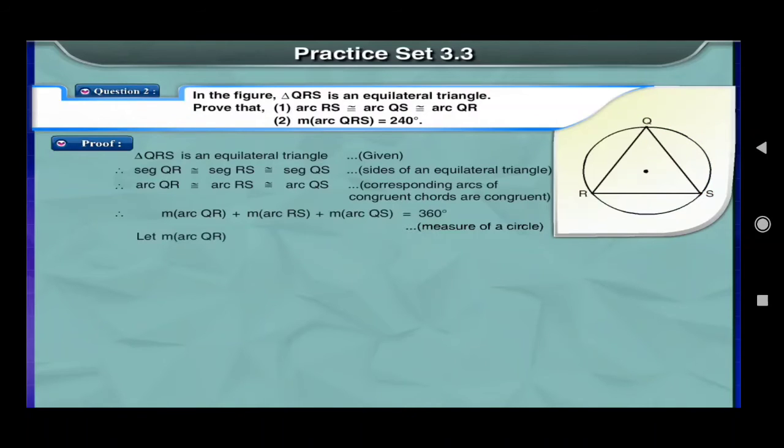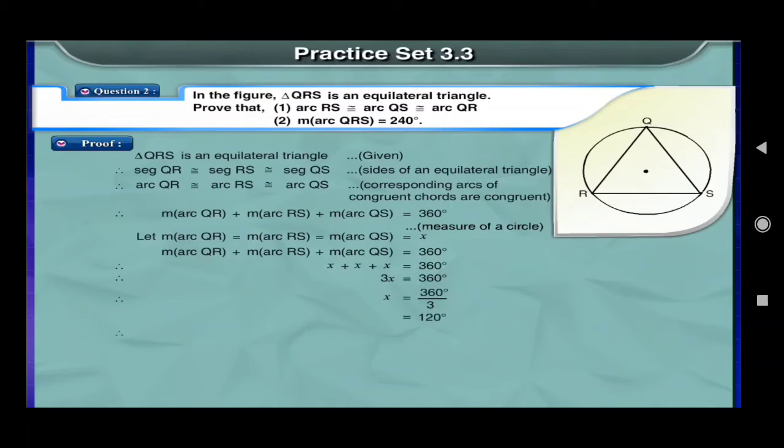Let measure of arc QR equal to measure of arc RS is equal to measure of arc QS be equal to x. Then, x plus x plus x is equal to 360 degrees. Therefore, 3x is equal to 360 degrees. Therefore, x is equal to 360 degrees upon 3, which is equal to 120 degrees. Therefore, measure of arc QR is equal to measure of arc RS is equal to measure of arc QS is equal to 120 degrees.